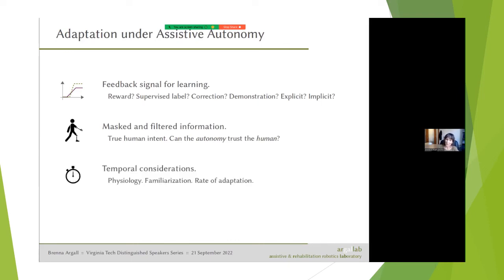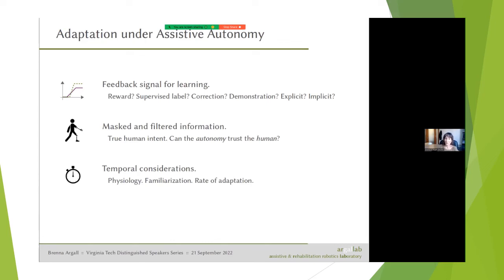There's a lot of temporal considerations. So people's physiology is changing. They might be regaining ability because they're in rehabilitation. They might be losing ability to a degenerative disease. Their physiology is changing a lot. Their familiarization with the technology that you present to them is changing.